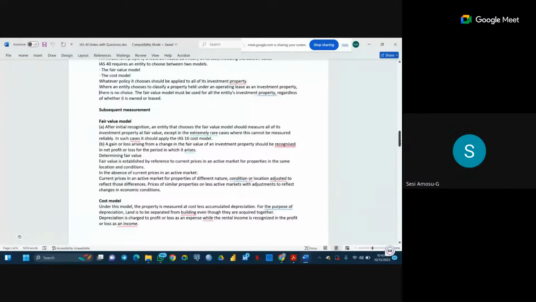So let's look at it. After initial recognition, an entity that chooses the fair value model should measure all of the investment property at fair value, except in extremely rare cases when it cannot be measured reliably. In such cases, the IAS 16 cost model will be applied. Again, all gains or losses arising from a change in the fair value of an investment property should be recognized in net profit or loss for the period in which it arises.